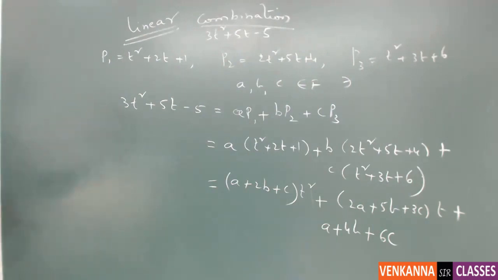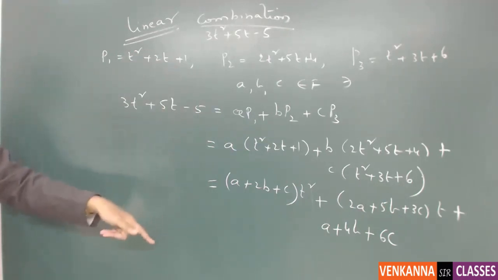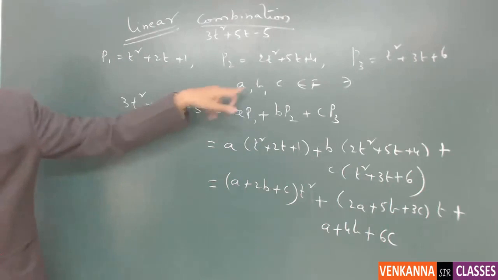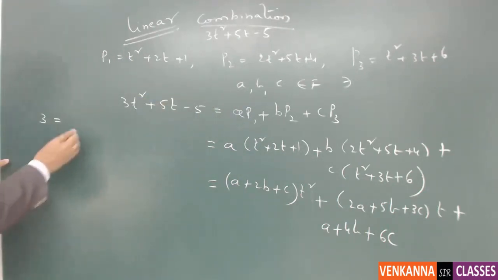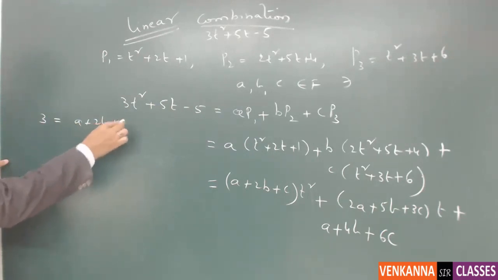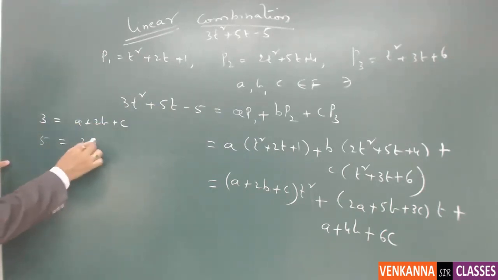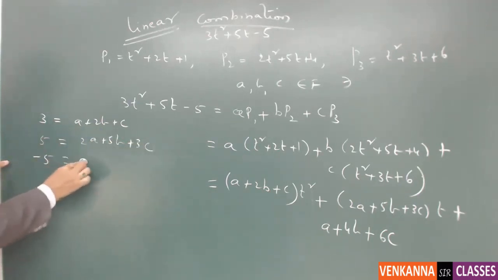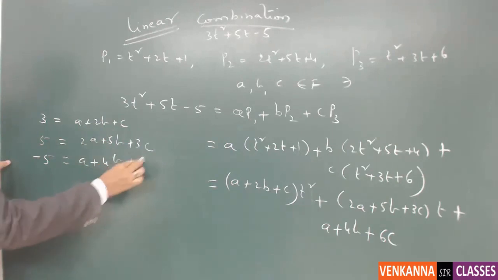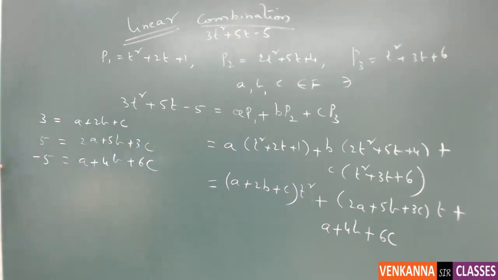Now if you compare the respective coefficients, because we are assuming that the linear combination is possible here. If it is possible, what are the possible values of a, b, c? You are deducing that here. So 3 is equal to a + 2b + c, 5 is equal to 2a + 5b + 3c, and minus 5 is equal to a + 4b + 6c. It is nothing but solving a system of non-homogeneous equations.